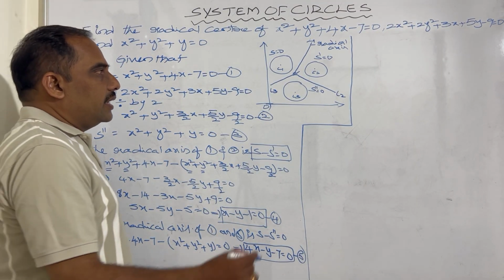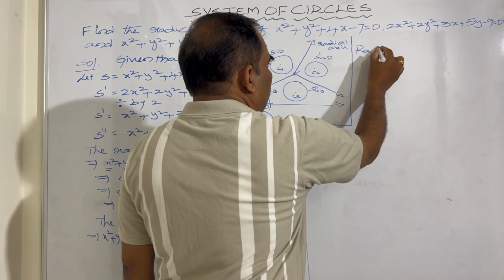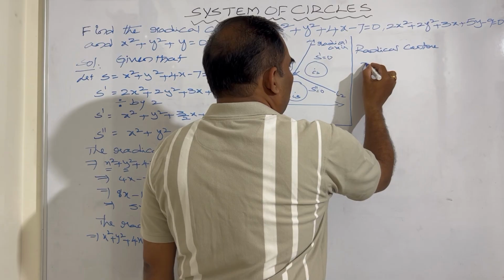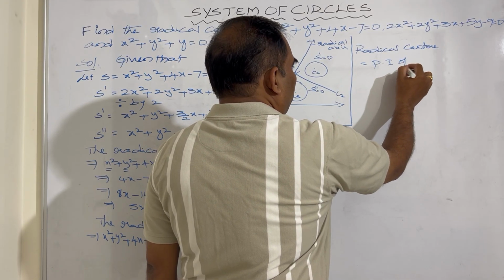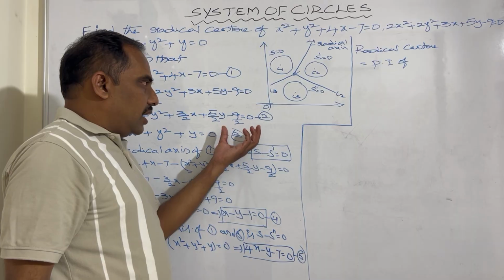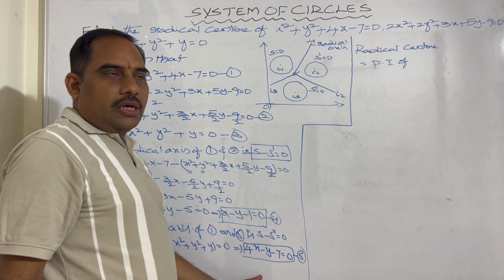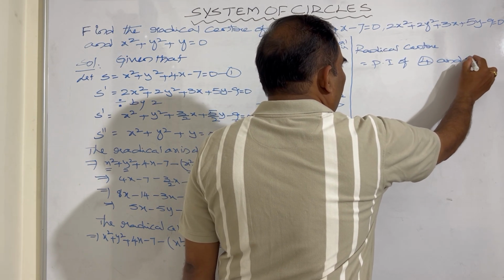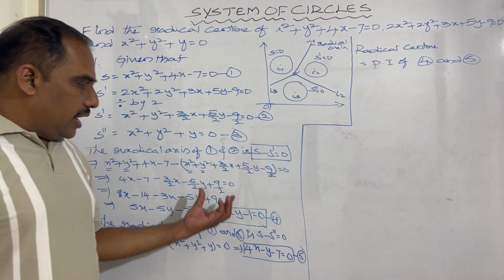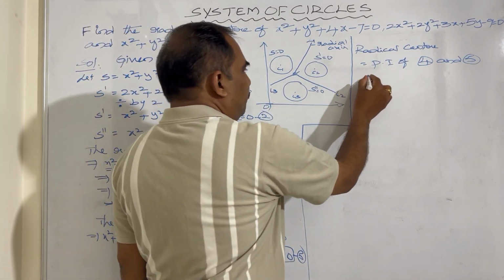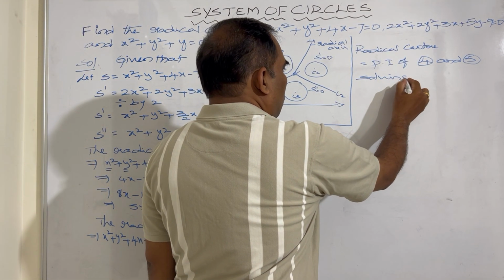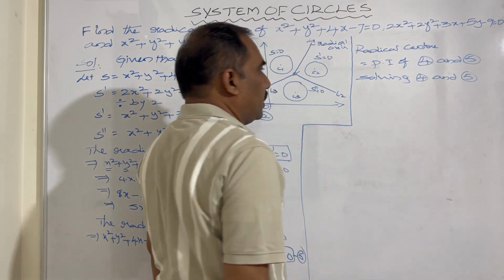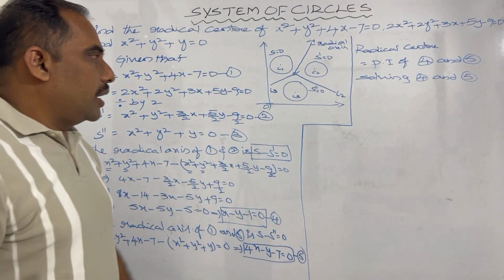Now, what I told you, the radical center is the point of intersection of the radical axes. What are the radical axes? Equation 4 and equation 5. So the point of intersection of 4 and 5 is the radical center. Now solving equations 4 and 5, the point of intersection of 4 and 5 is the radical center.